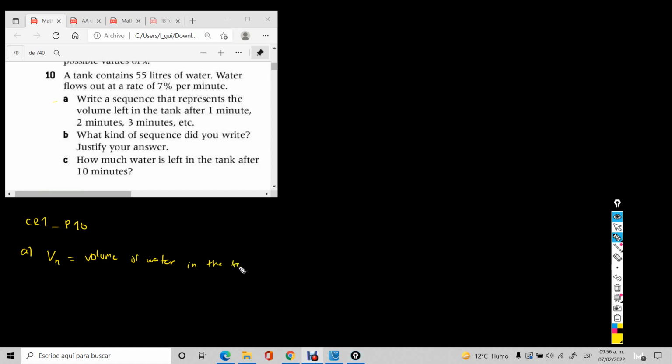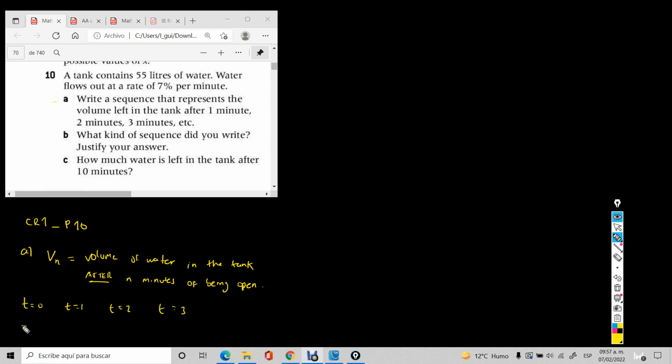You see how precise I am? I make my variable very explicit: the volume of water in the tank after, that's a very important word, after n minutes of being open. I'm being very strict with my variable, and I'm defining it very clearly. Now let's see. Initially there are 55 liters of water. That's at minute 0. I'm going to do this at minute 0, at minute 1, at minute 2, at minute 3, and so on.